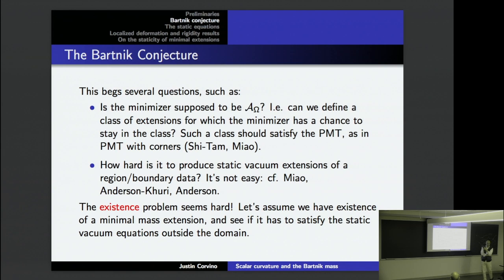Another question then is, all right, so if that's the case and if the Bartnik conjecture is true, then you ought to have a class of extensions of domains that are static. So you do not worry about the mass and just worry about producing static vacuum extensions of a domain. And that existence problem, just for static, not for minimizing mass, is already a subtle problem. It's not an easy problem. There's various works that indicate that. But for the rest of the talk, we'll assume we have the existence of some reasonable minimal mass extension and try to say something about it. In fact, we'll try to argue that it's static vacuum outside the given domain.